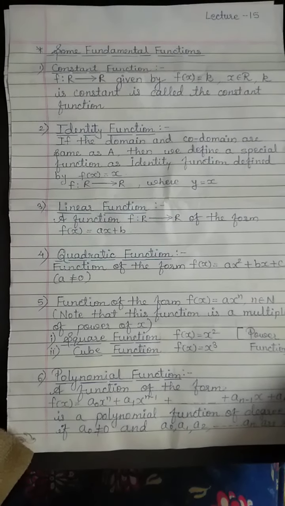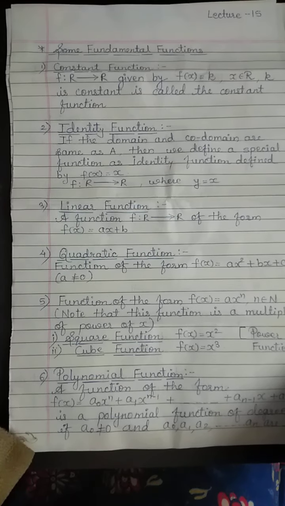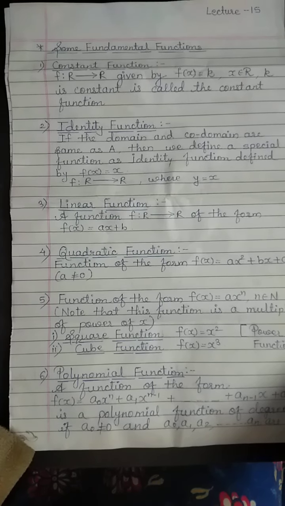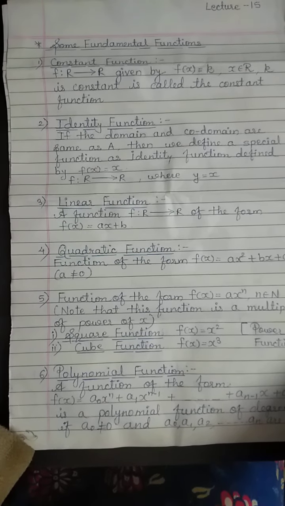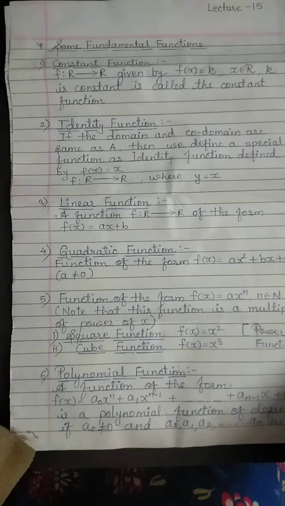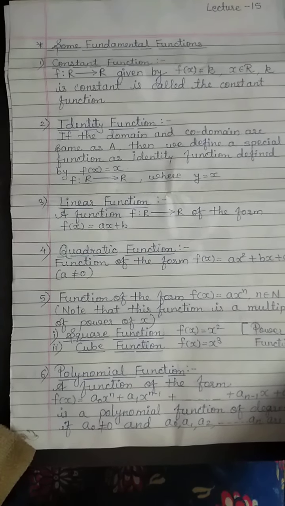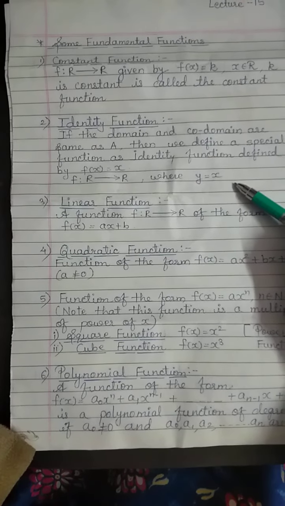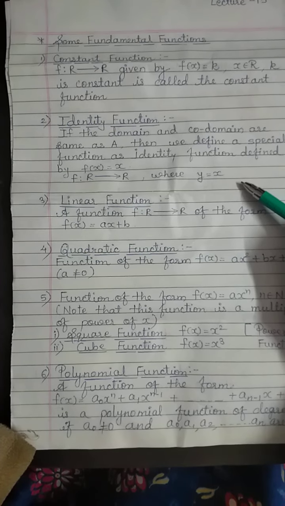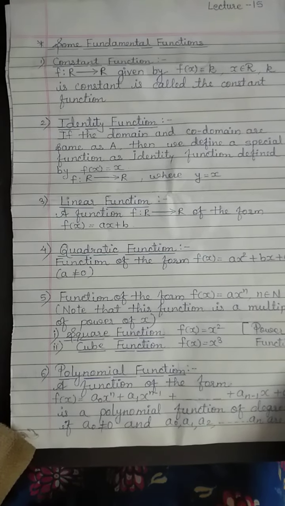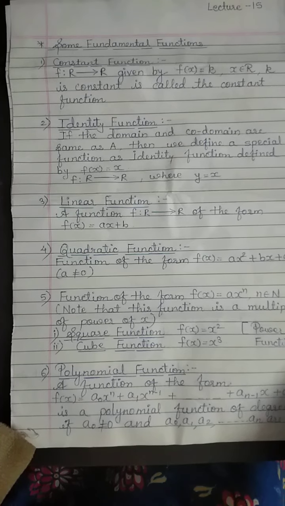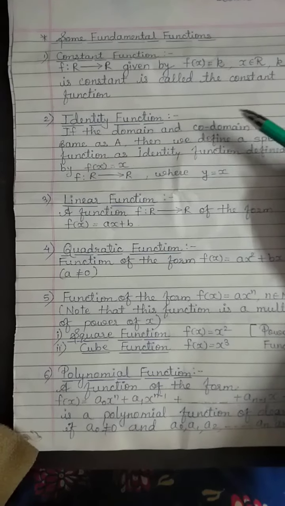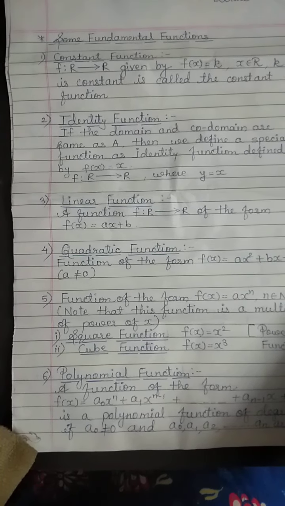Suppose we consider x is equal to 1, then y is equal to 1. So the coordinate will be (1, 1). Similarly, if we consider x is equal to 2, then y is equal to 2. So the coordinate will be (2, 2). Means for every value of x, the value of y will be same. And therefore we can say that y is equal to x. So this will be a line passing through the points (1, 1), (2, 2), (3, 3), (4, 4) and so on. So this type of function is called as identity function.